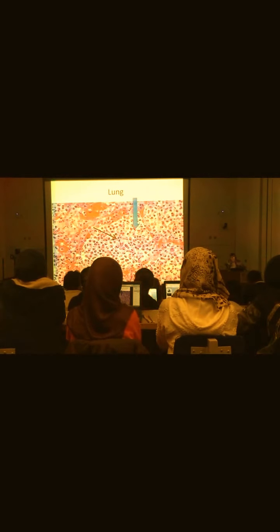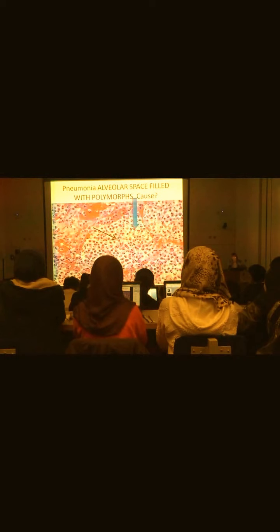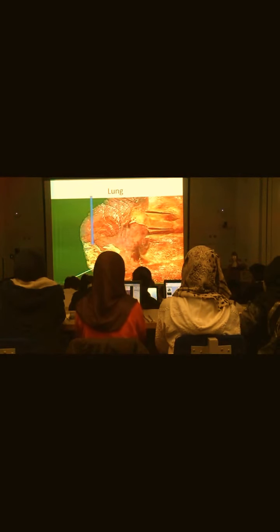You obviously get a little bit of a history, but what's the most common cause of neutrophils in an alveolar space in the lung? Pneumonia. So an alveolar space filled with polymorphs causes bacterial pneumonia, not viral pneumonia. Bacteria. This is a lung, and there is an exudate on the surface there.